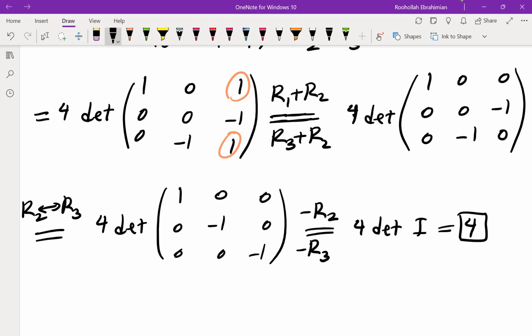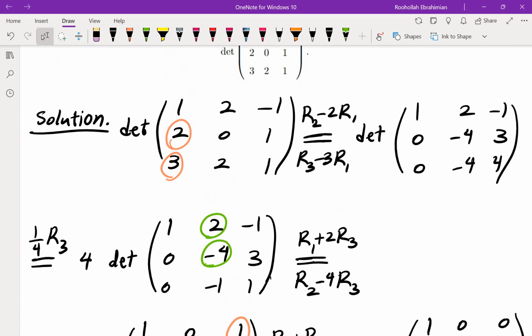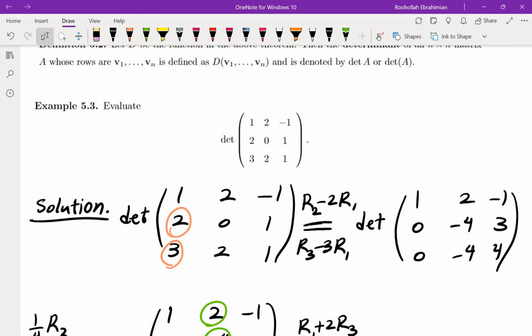So determinant of this matrix would be 4, and this is typically the fastest way of evaluating determinant, at least at this point. So next time we'll talk about more properties of the determinant.